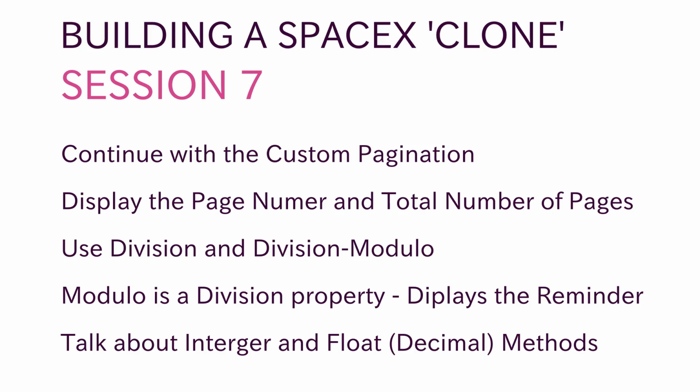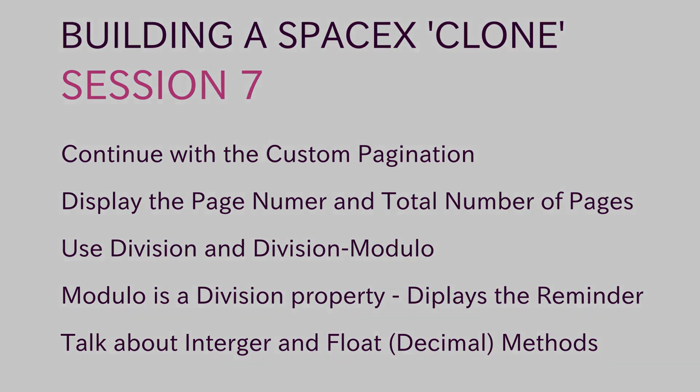Anyhow, we will continue with the custom pagination. In this episode, you will learn how to display the page number and the total number of pages using something called division modulo. So we will not be using any gems, and I will be providing an example and description of what an integer versus a decimal modulo is. But let's get started.